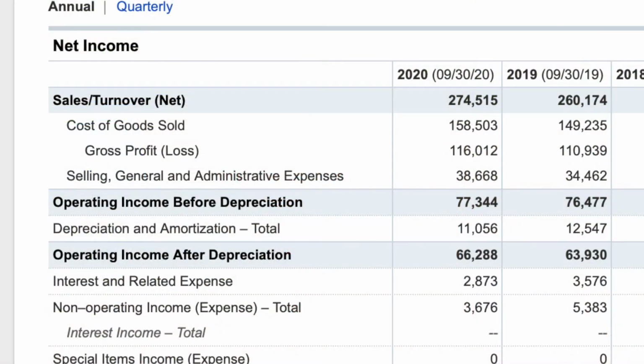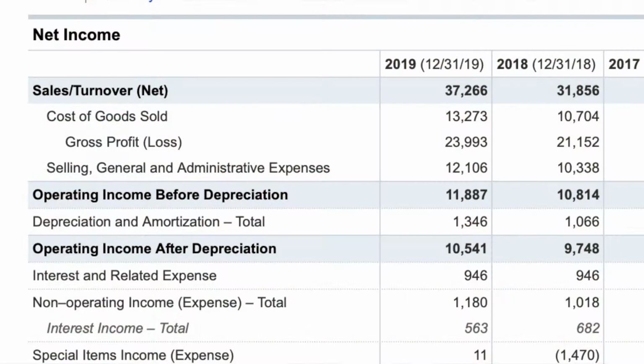So company A has spent $38 billion on sales, general, and administrative expenses, and company B has spent $12 billion on that same line, right? So when you subtract all of that, you have your operating income before depreciation and amortization. I want to stop right there before we go into depreciation and amortization. What you have left over from company A is $77 billion, and from company B, you have $11 billion left over, right?